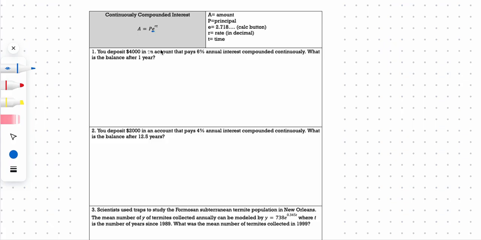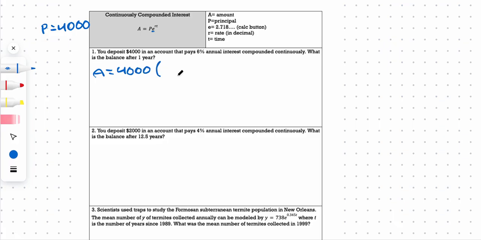So let's try to use this PERT equation in number 1, where you deposit $4,000 in an account that pays 6% annual interest compounded continuously. What is your balance after 1 year? So we have A. Well, what's our P? What's our principal amount? In this instance, our P is going to be 4,000. It's our starting amount.